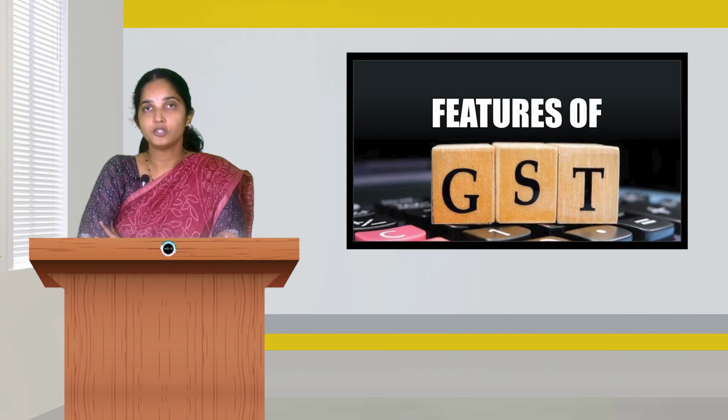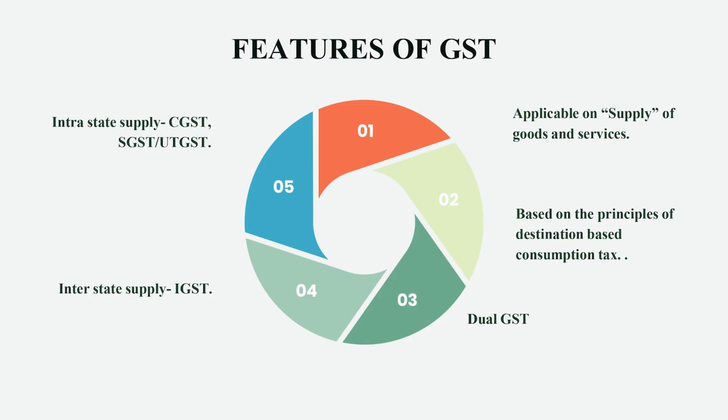The first and foremost feature is that GST is levied on the supply of goods and services. Whenever you supply anything, whether goods or services, you have to collect the GST from your customers, and on behalf of your customers, you have to deposit that GST amount to the government. So under GST, the taxable event is the supply of goods and services.